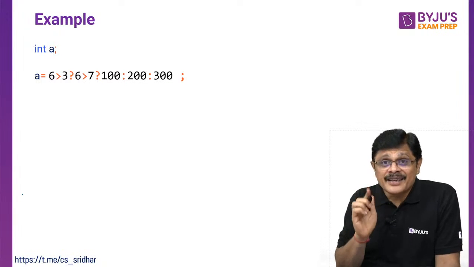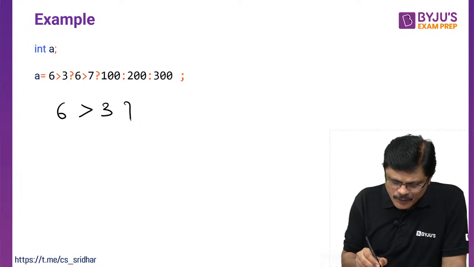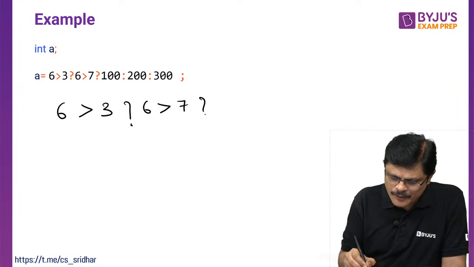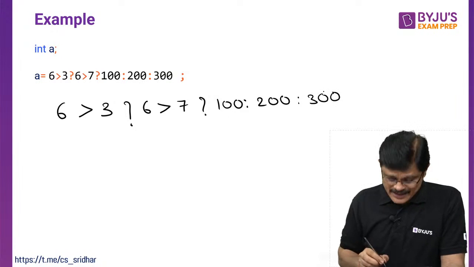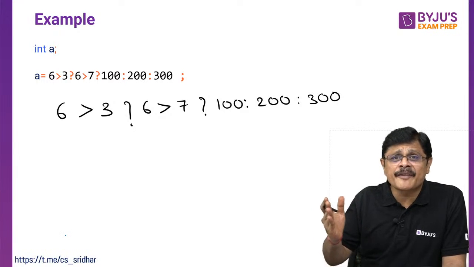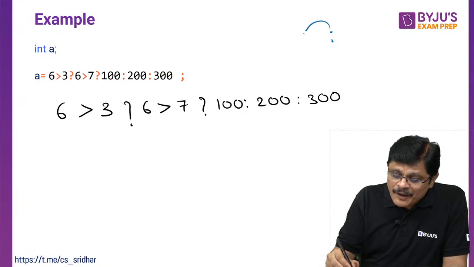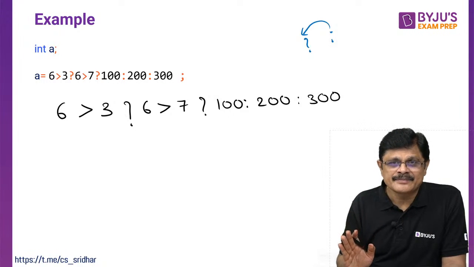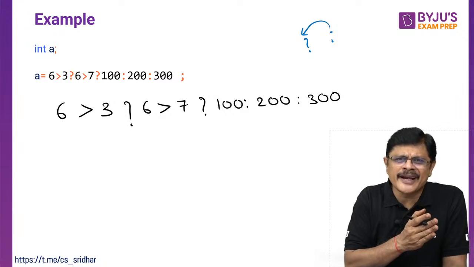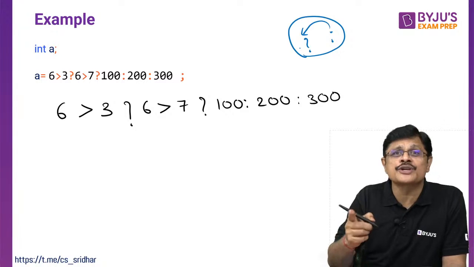Here the ternary operator is right to left associative. So let us see this carefully, sir. 6 greater than 3 question mark, 6 greater than 7 question mark, 100 colon 200 colon 300. What we do is we start tracing from right to left. After a colon, if you get another colon, you continue your tracing, my dear friends. First you see a colon, and after the colon, if you immediately find a question mark, you start evaluating it.